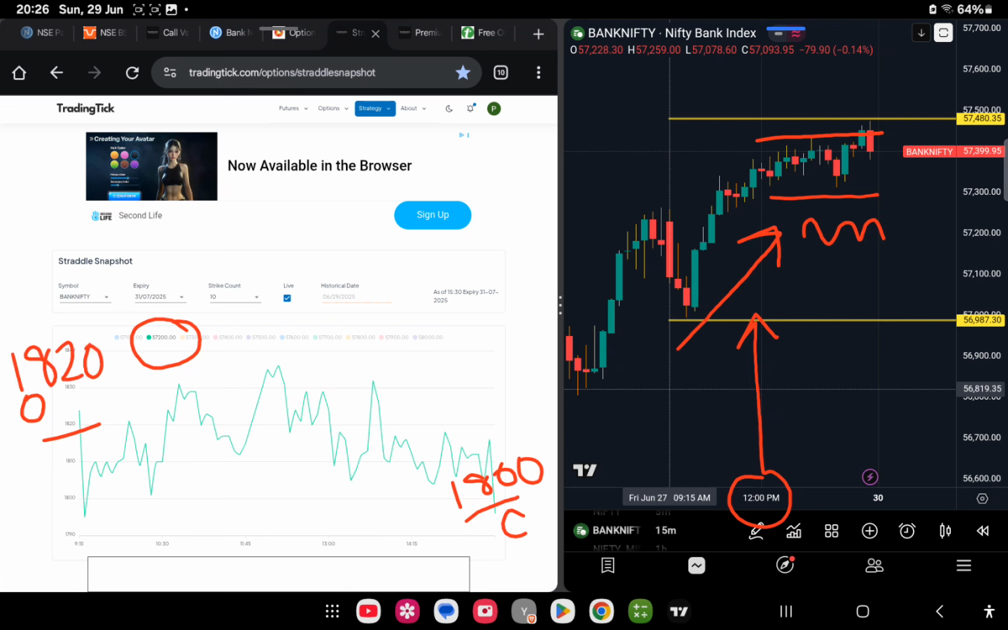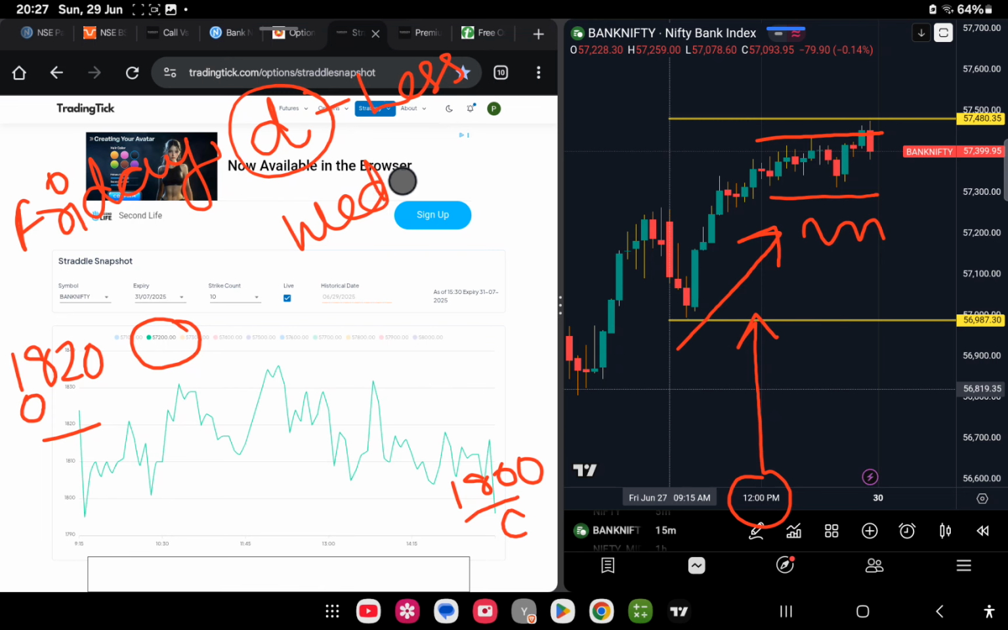Open was 1820, close was 1800. Since it is Friday, the decay will be very less because of the delta value. You have to understand delta, gamma, theta, everything to calculate the profit as well. On Friday the decay will be very less. This is the observation I have made. And on Wednesdays the decay will be very fast. The closer the expiry, the faster the decay.